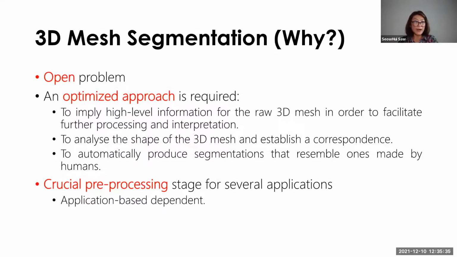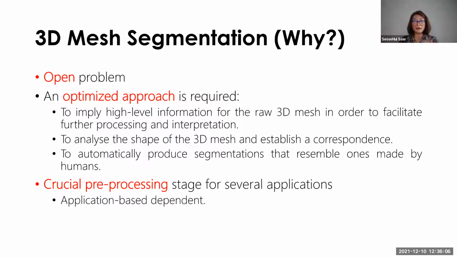to imply the high level information for the raw 3D mesh, because a raw 3D mesh itself has no meaning, right? So in order to extract the high level information, in order to facilitate further processing and interpretation, it is used to analyze the shape of the 3D mesh and establish some relationships. It is also used to automatically produce segmentations that resemble ones made by a human.